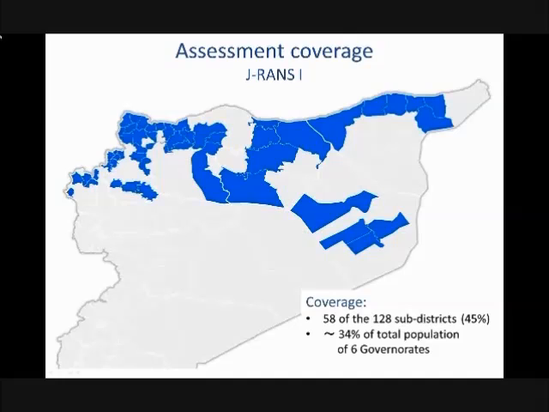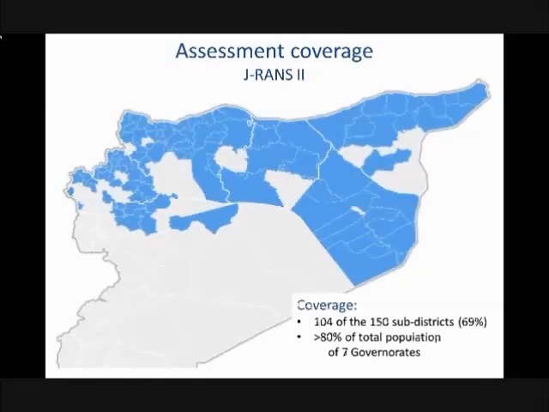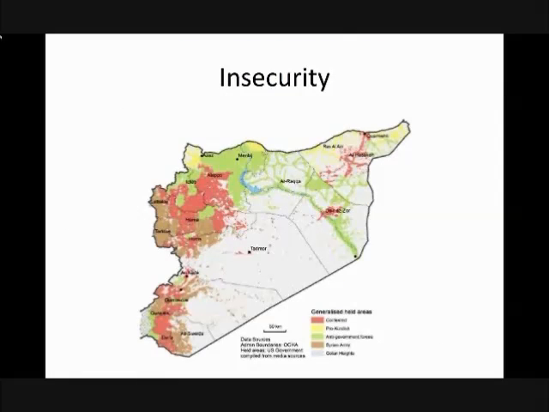Basically, we made a first assessment in January 2013. We called it the GRANS 1, and we were able to cover 58 out of 128 sub-districts for a total of approximately 34% of the total pre-crisis population in this area. In the second, GRANS 2, the one that was completed in April 2013, we were a bit more comfortable, we had a better understanding of the security issues and of how to manage the enumerators. So we were able to assess the situation in 104 of those sub-districts, which account for approximately 80% of the total population of those 7 governorates.